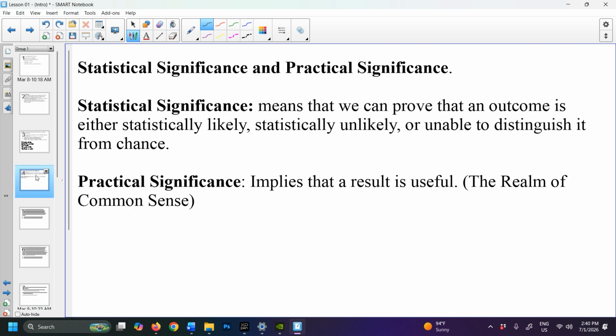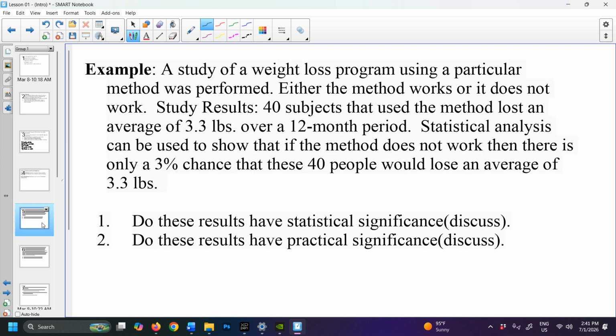Statistical significance versus practical significance. Statistical significance means that we can prove that an outcome is either statistically likely or statistically unlikely, or unable to distinguish it from chance. Practical significance implies that a result is useful, and usually they say that this is in the realm of common sense. So let's talk about an example of what I mean by that.